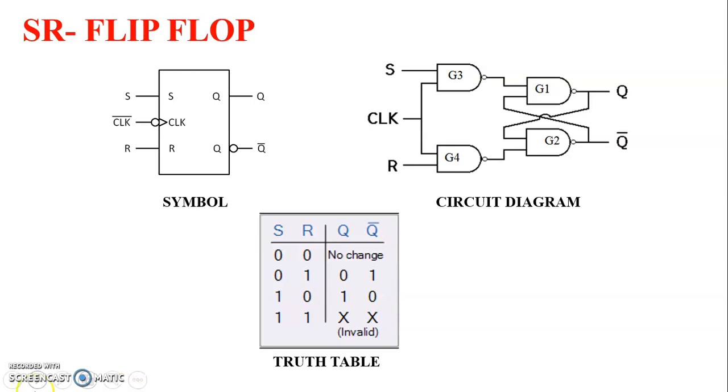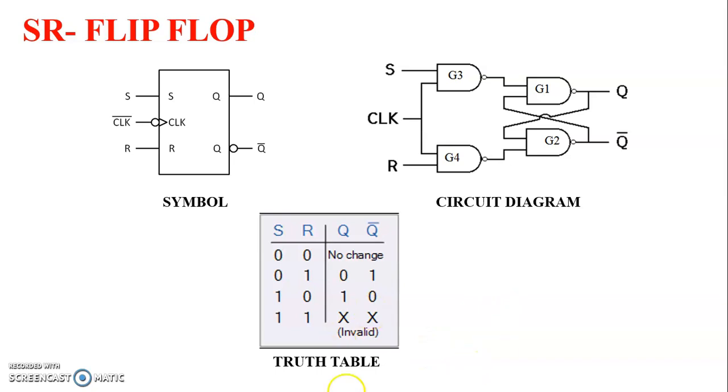The next condition is when I give the input S equal to 0 and R equal to 1. Then the output of G3 is 1 and the output of G4 is 0. This results in the output of G1 being 0 and G2 changing to 1. That is, the flip-flop goes to the reset state. So the circuit responds to the inputs S and R only when the clock pulse is present. Otherwise, the flip-flop will not respond without the clock pulse.